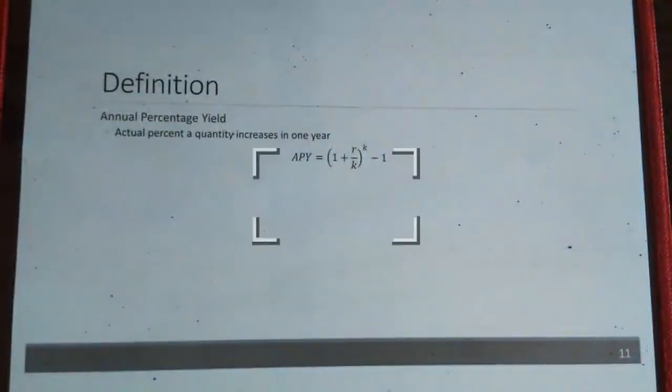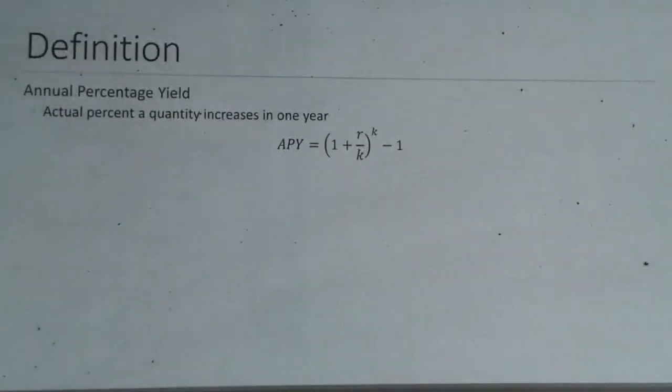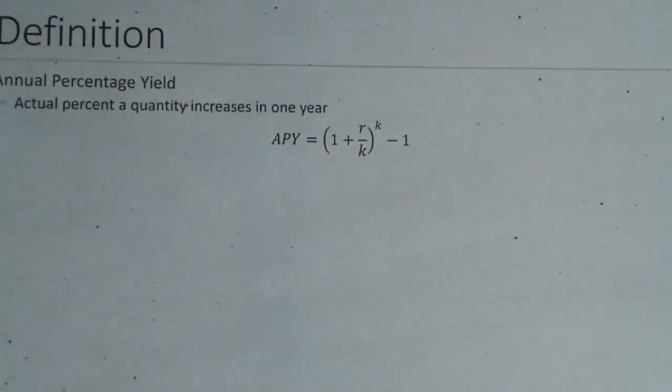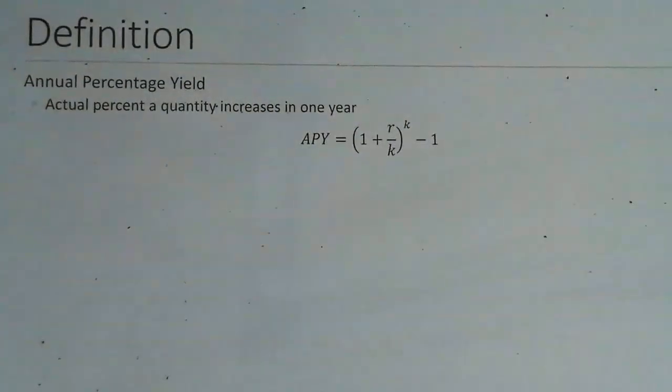There's one more thing we're going to look at in this section, and it is the annual percentage yield. And what that gives is the actual percent that a quantity increases in 1 year. And our formula for annual percentage yield is APY, or annual percentage yield, equals 1 plus R over K to the K power minus 1. So let's see if we can use that.